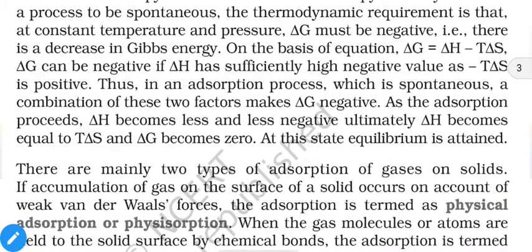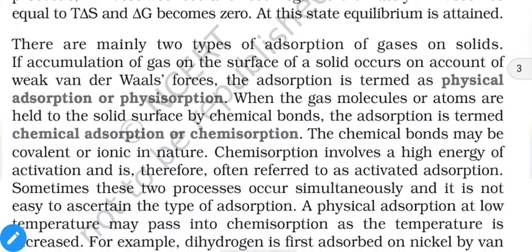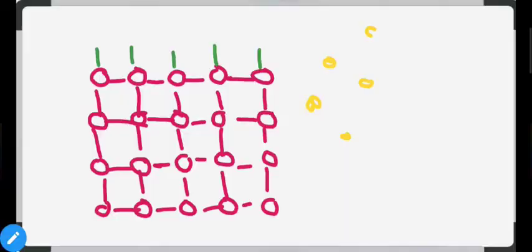As the adsorption proceeds, delta H becomes less and less negative. Ultimately delta H becomes equal to T delta S and delta G becomes 0. At this state equilibrium is attained. That means the reaction will stop, adsorption will stop, and we will discuss and visualize it with a diagram.